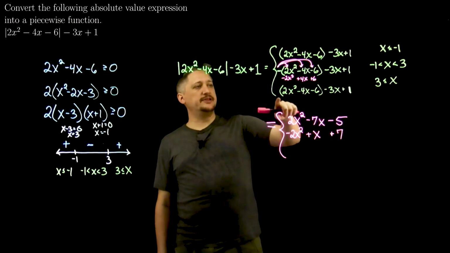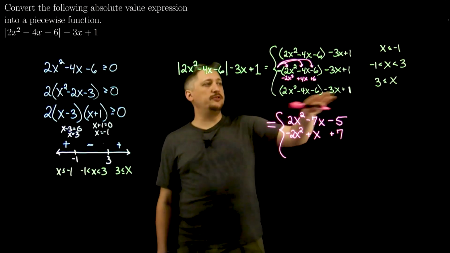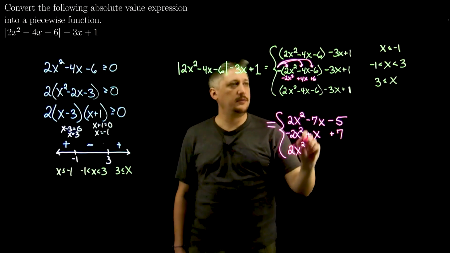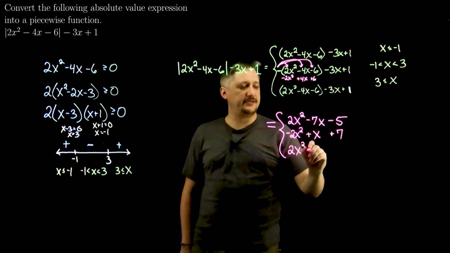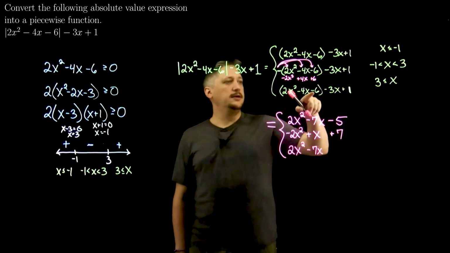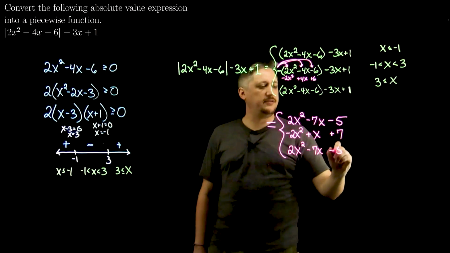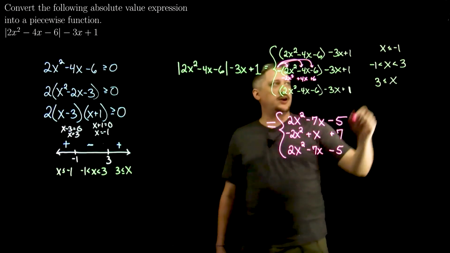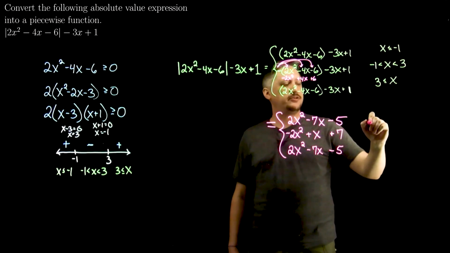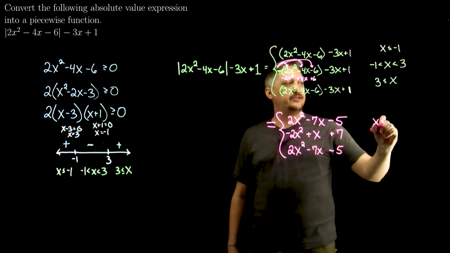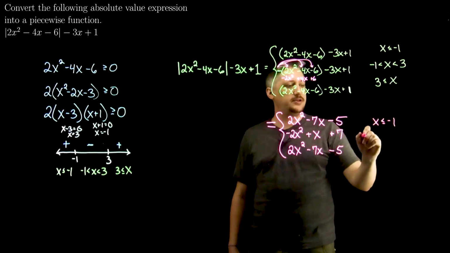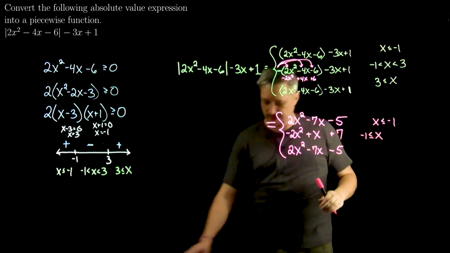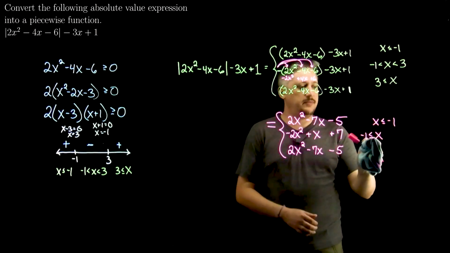And the bottom, same deal, right? The parentheses do nothing, so I can just remove them and combine like terms. So I'm going to get 2x squared minus 4x minus 3x is minus 7x. Sorry, minus 6 plus 1 is minus 5. And then don't forget, we want our domain part. So this is going to be for x less than or equal to -1. This is going to be for -1 less than x. Although I'm going to make a comment about that in a second.